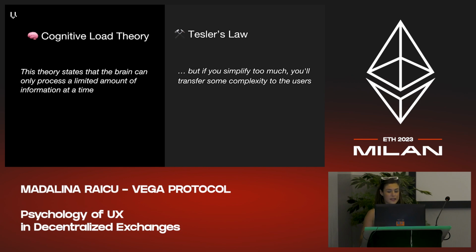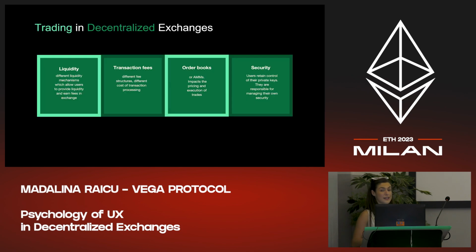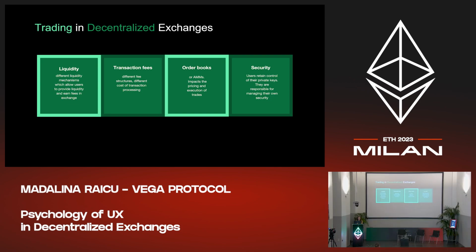And now let's get a little bit technical, because we're trying to design something that is a bit specific. Let's talk about some key factors that can impact the trading experience and the cost of transaction processing in DEXs. The first one is liquidity. Users may experience wider bid-ask spreads and slippage when trading if there is lower liquidity. And that is why DEXs implement different liquidity mechanisms which allow users to provide liquidity to the platform and earn fees in exchange, meaning that it impacts the fee structure on DEXs, same as the order books or any other types of models such as AMMs that have an impact on the pricing and the execution of trades.